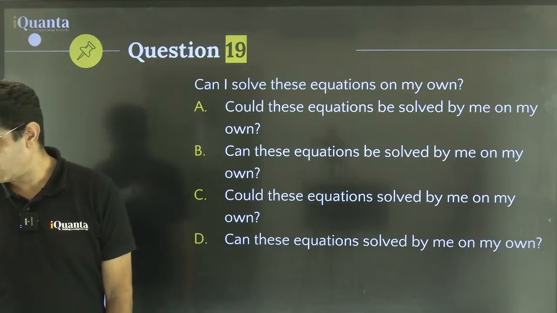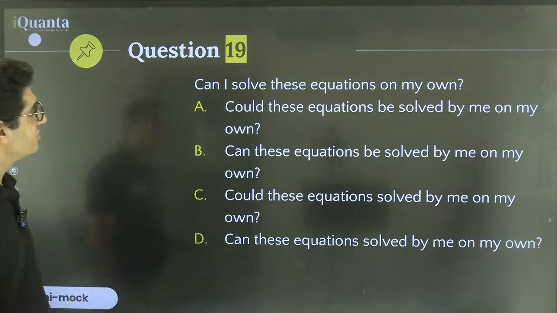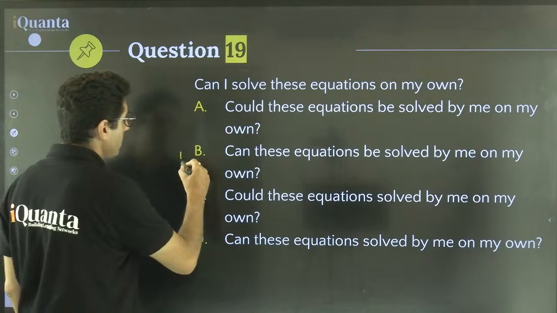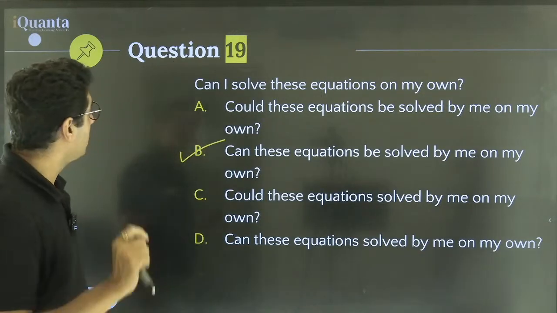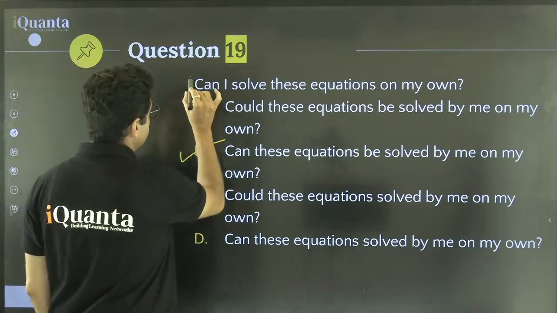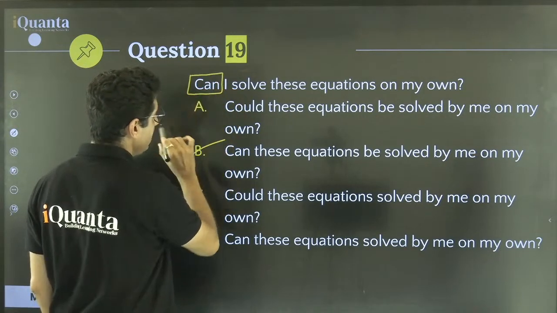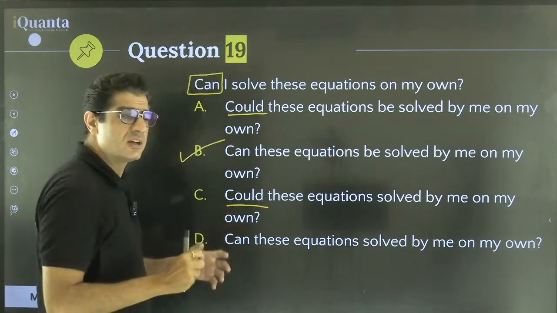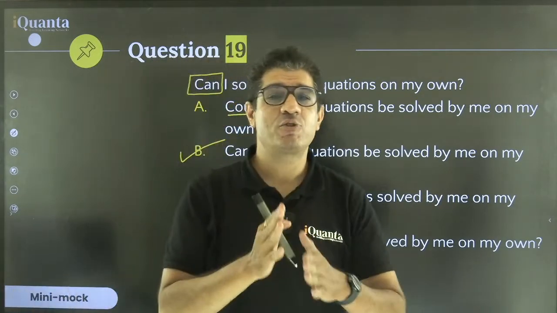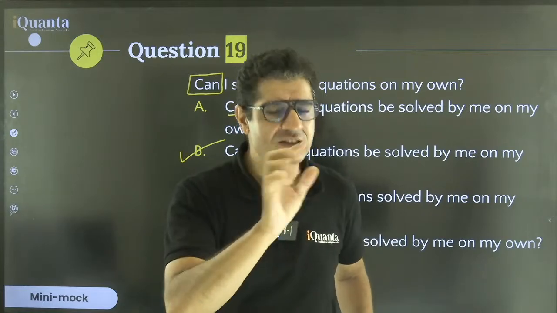Okay, so the correct answer here is option B. Now why B? So I noticed that a lot of us have picked up A. So look at this. Can. Now if I look at A and C, both of them use could. Now could is the past form of can. Now listen to this carefully.